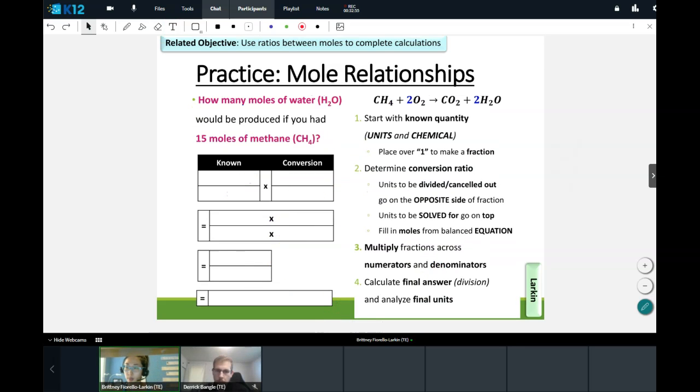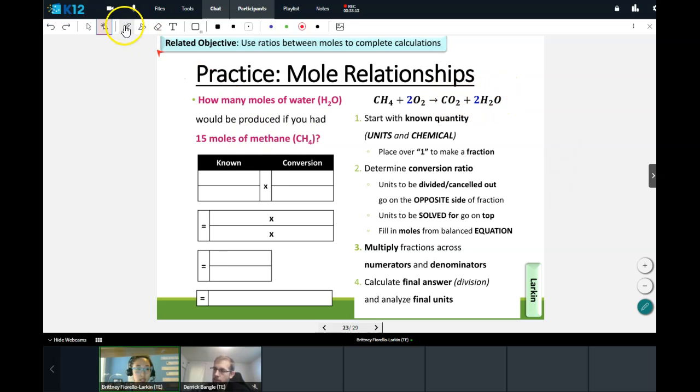Okay, we're going to do another practice one. Again, the next one you'll need to be able to finish on your own, so make sure you're practicing with us. Let's go through this one a little bit faster. How many moles of water would be produced if you had 15 moles of methane? Taking a look here, we have an equation. Methane and oxygen, when combusted, lit on fire, create carbon dioxide and water.